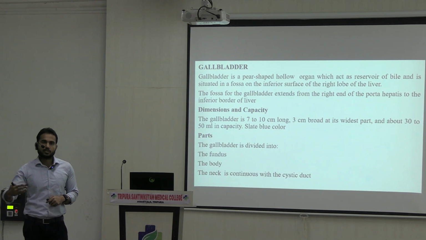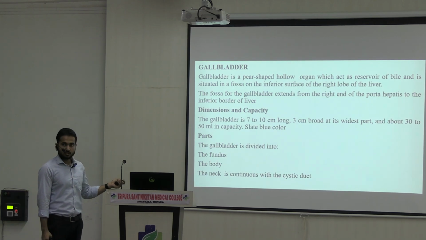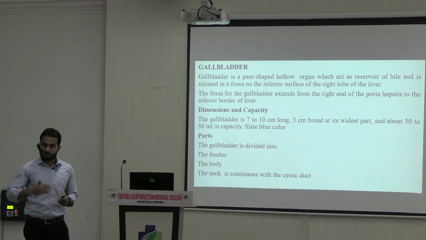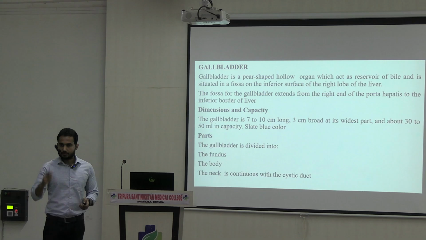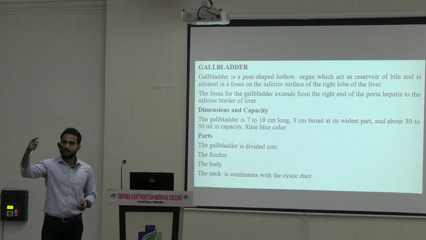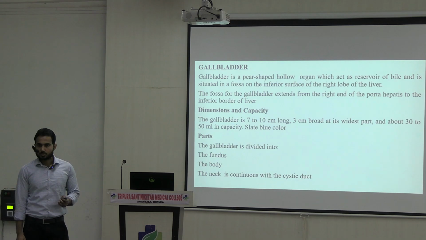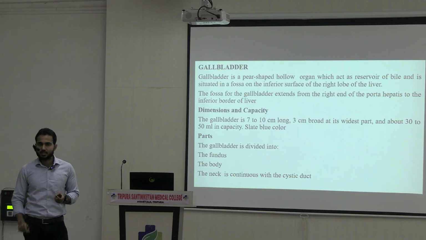Now what are the parts of the gallbladder? If you go from lateral to medial, the parts are fundus, body, and neck, and the neck will continue as cystic duct. So mainly 3 parts are there, and the neck is narrowed and extends as the cystic duct.